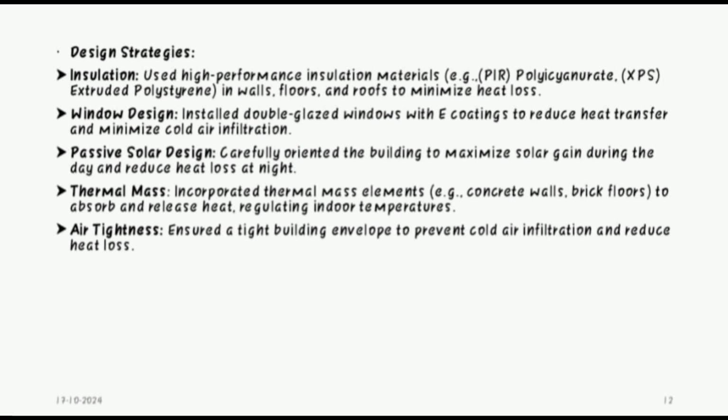Next is thermal mass. Incorporate thermal mass elements, for example concrete wall, brick floor, to absorb and release heat, regulating indoor temperature. And next is air tightness. Ensure a tight building envelope to prevent cold air infiltration and reduce heat losses. Now move to next slide, performance.